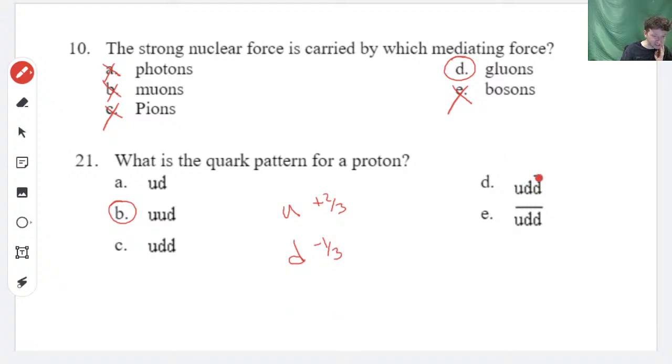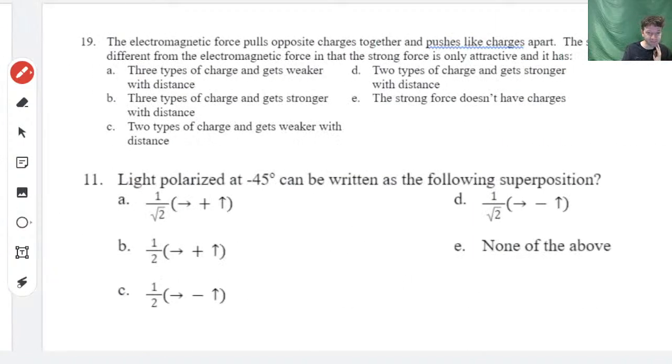For those of you that don't know, if we put a line above it, that means it's an antiparticle. And protons are not made of antiparticles. Okay? And it's also not A, right? Protons are made up of 3 quarks because they need to be color neutral. Up, down, down, that's our neutron. And I could change this question and say, what's the quark pattern for a neutron? In which case it would have been C.